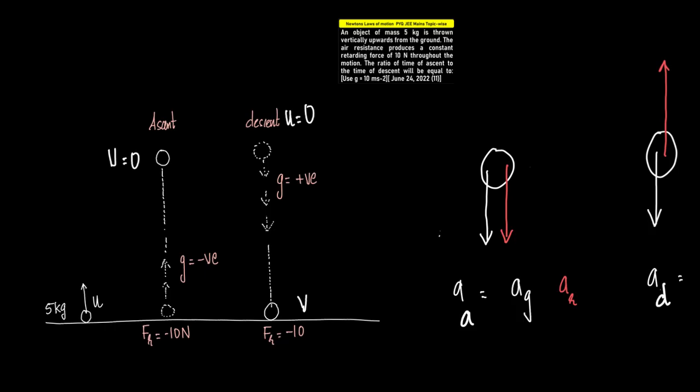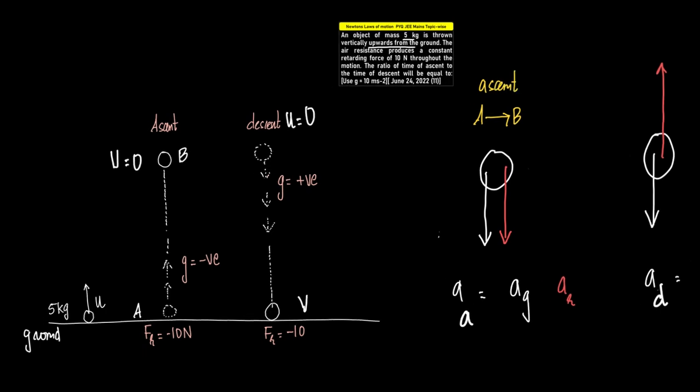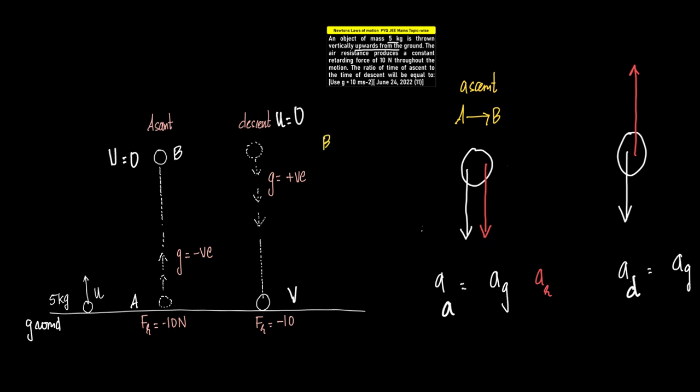If we were to visualize the given data here, this is what's been represented. An object of mass 5 is thrown vertically upwards from the ground. So say this is the ground. It is thrown from A. It reaches B. From A to B is the ascent. And then during descent we have the motion from B to A. So this is represented here as descent, B to A.